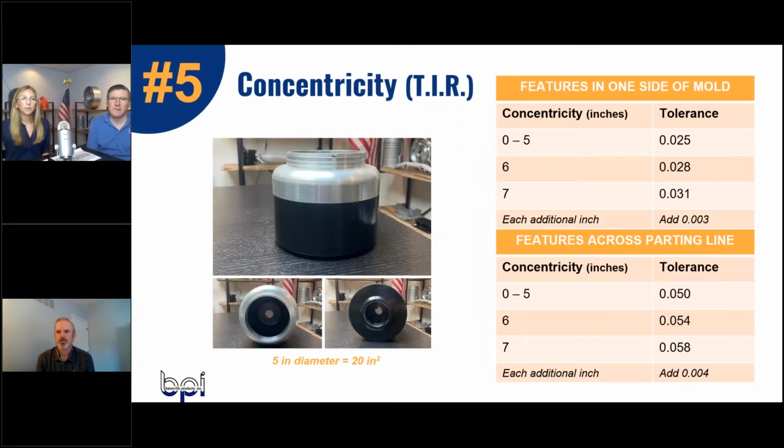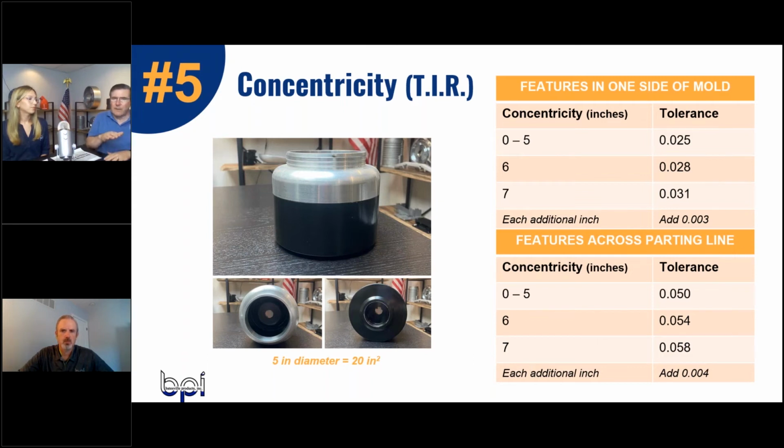Okay, can you tell us a little bit more about concentricity and why it's important? So concentricity and total indicated runout, this standard really involves two different ways of looking at it. One is if you have a one-sided mold where all the casting is being done in one side and the top is essentially just a closure for the mold. The other one is where you have features that go right across that parting line that we just looked at. Yep. So you have parts that go across that parting line.